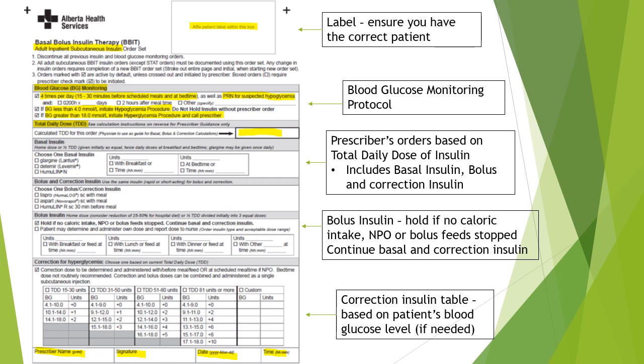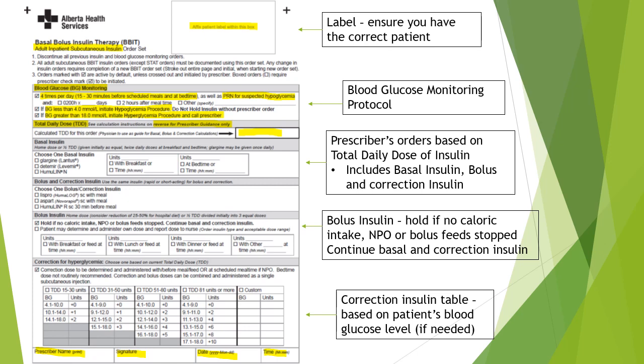So for your own information or your own interest, if you want more information on how the prescriber is selecting the total daily dose of insulin, if you take a look at the BBIT sheets and flip them over to the reverse side, they'll have the prescriber guidelines. As a registered nurse, you don't necessarily have to memorize that content, but it's nice to know for your own learning in terms of all the patient factors that affect their insulin requirements.